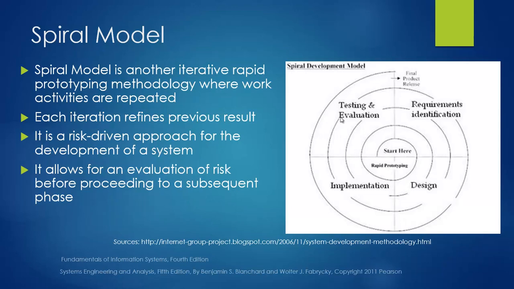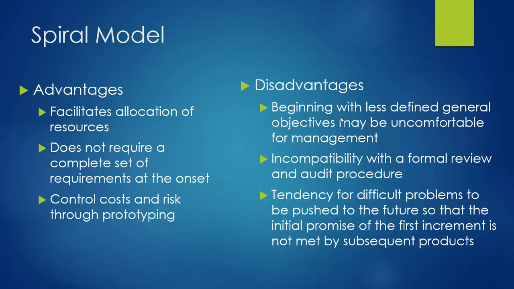The spiral approach is another iterative rapid prototyping methodology where work activities are repeated. With each iteration, developers can refine a previous result or results. It's considered a risk-driven approach where it allows for an evaluation of risk before proceeding to a subsequent phase. Mostly, this model adapts to large and complicated systems where risk is high.